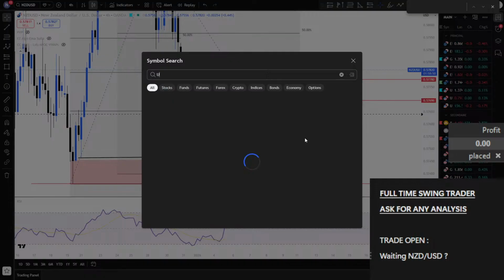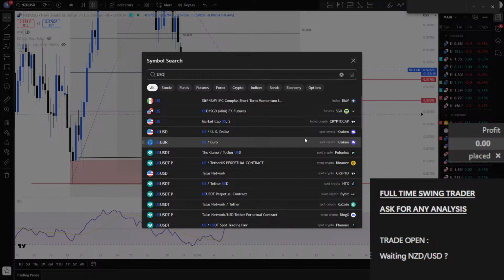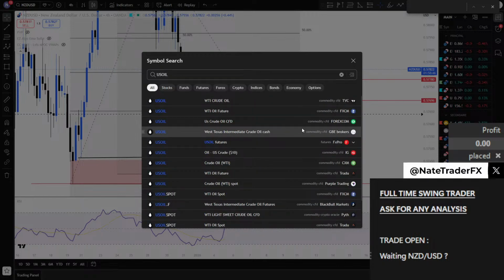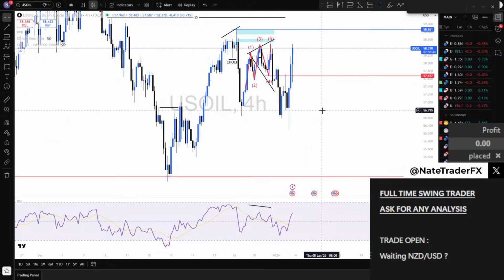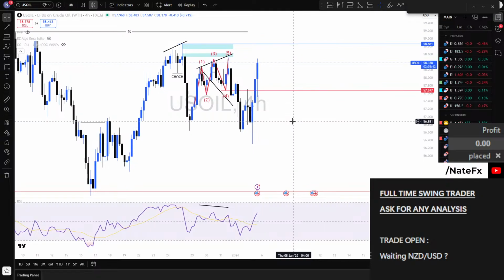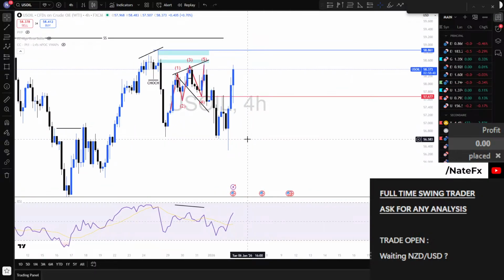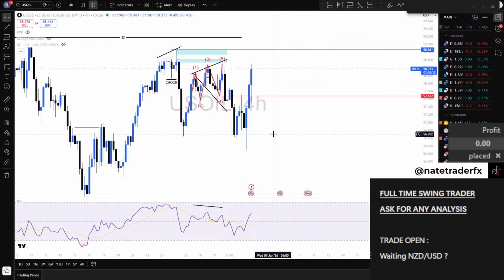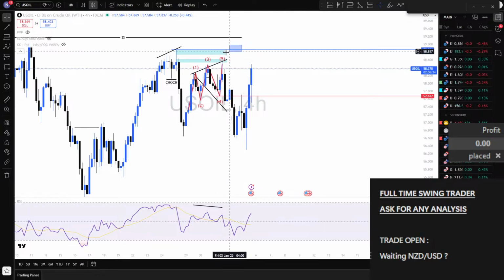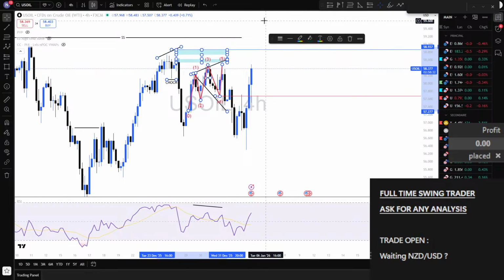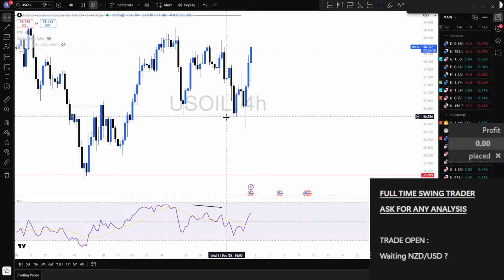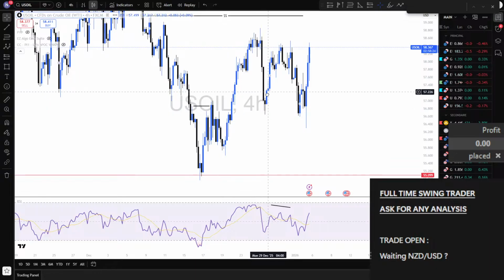I didn't check US oil if the event this weekend changed something. So he did the move I was talking about last week. And now it's just going up.